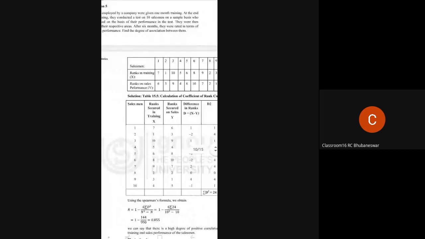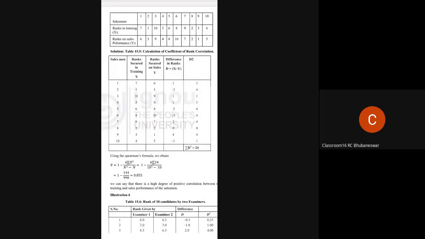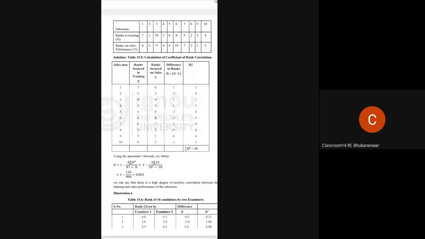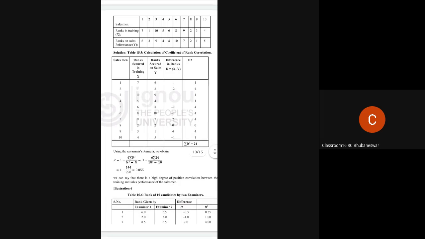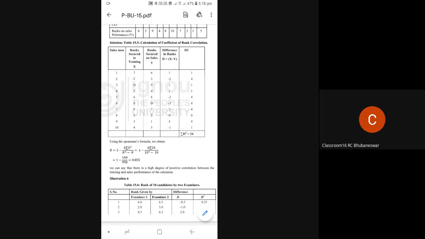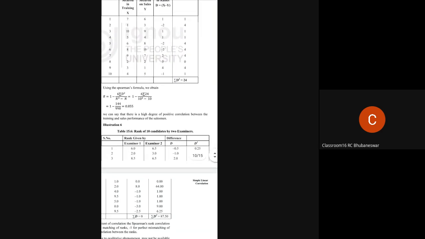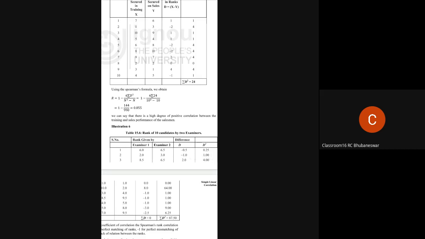Now in the following example, the rank is already given. There are two ranks, ranks in training and ranks on sale, so there is no need to find them out. As per the formula, you find the difference in rank, that is x minus y. After finding d, square all the numbers, and then the formula is used. The result is 0.855, so again it is a high degree of positive correlation between them.